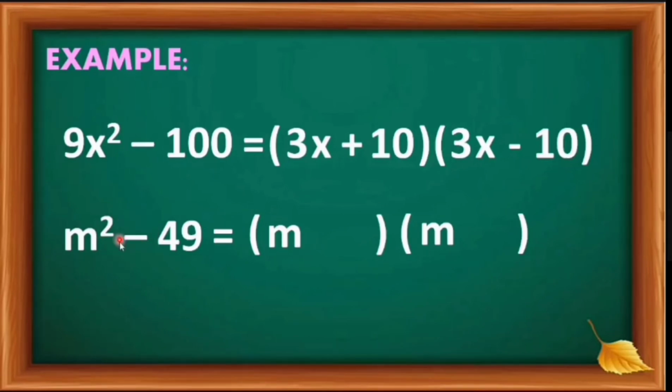Since yung factors ng difference of two squares are sum and difference of two terms, so therefore maglagay tayo ng plus and minus. Next, how about the square root of 49? The square root of 49 is 7. Ilagay din natin sa kabila 7 because 7 times 7 is 49. Difference of two squares, sum and difference of two terms. Okay, let's proceed to another example.